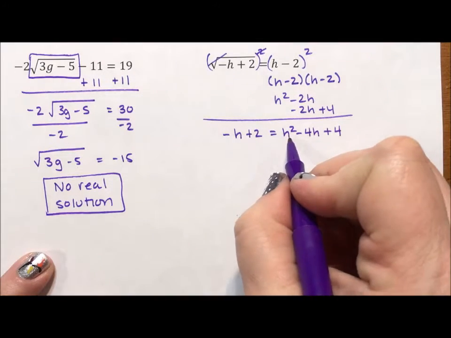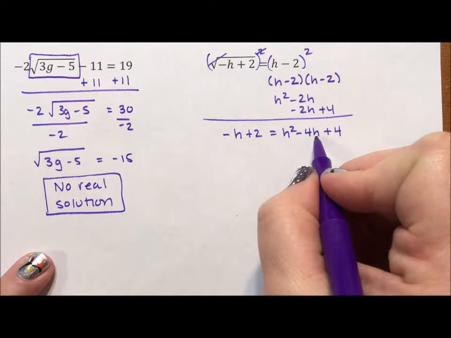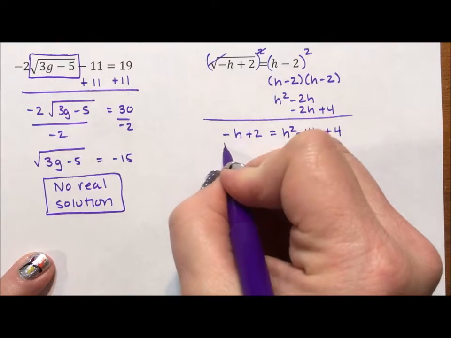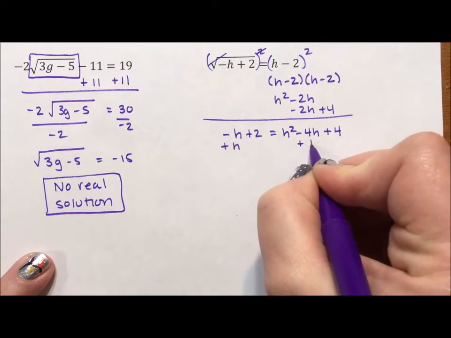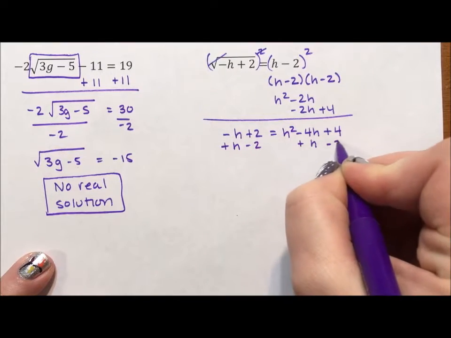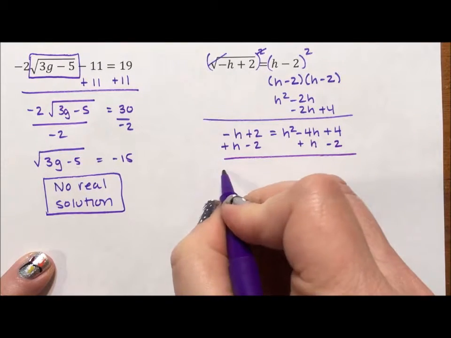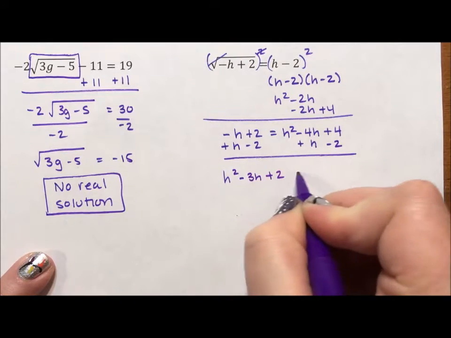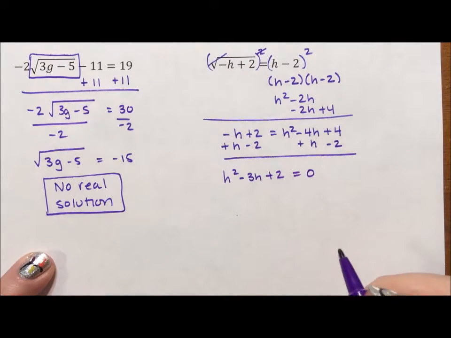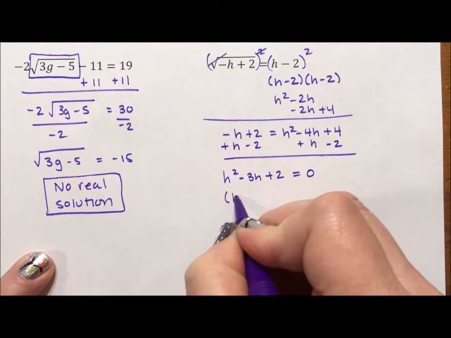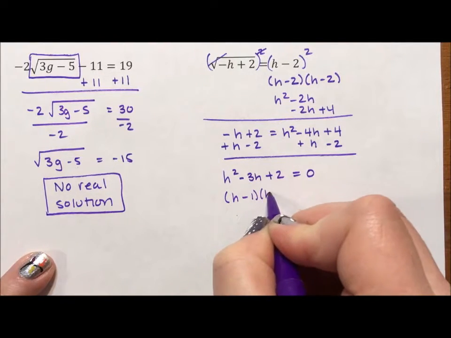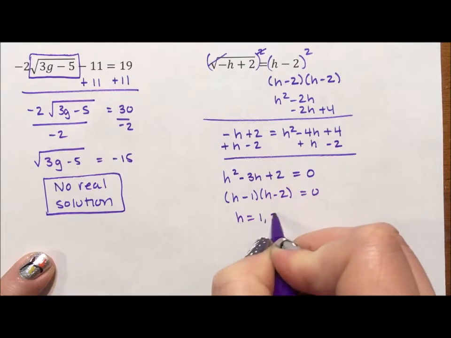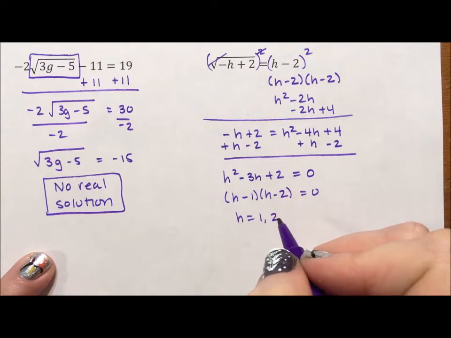Because I have a variable in more than one term, I'm going to set it equal to 0, factor, and solve. So I'm going to add the h to both sides and subtract the 2 from both sides, leaving me with h squared minus 3h plus 2 equals 0. This factors out to be h minus 1 times h minus 2, which means we have two solutions, 1 and 2. But do we really?